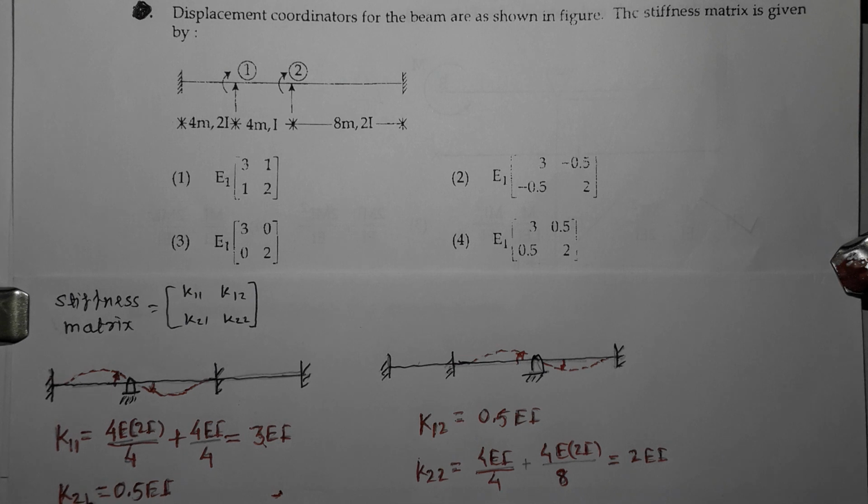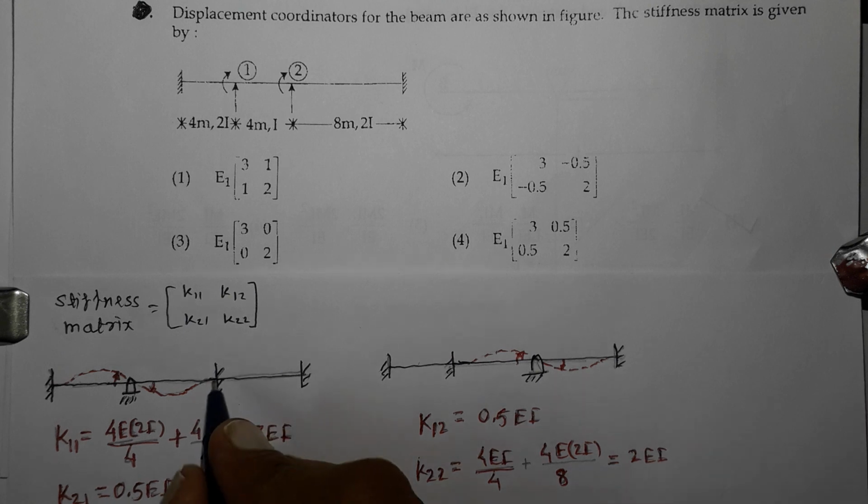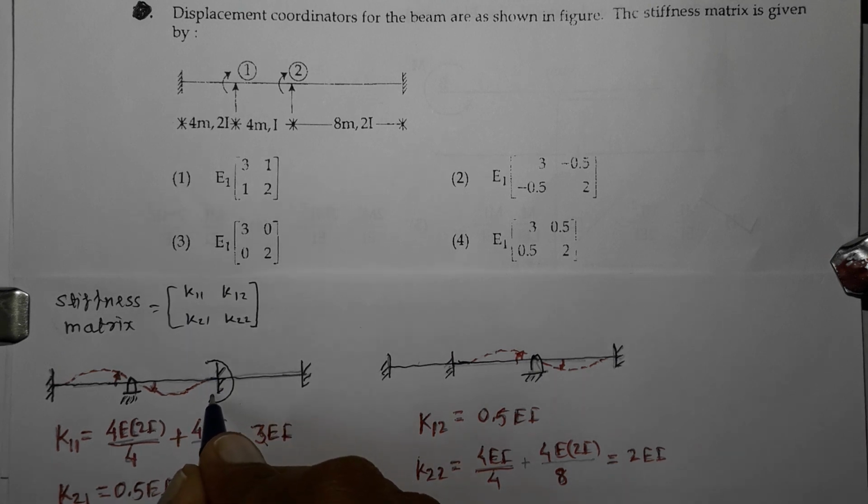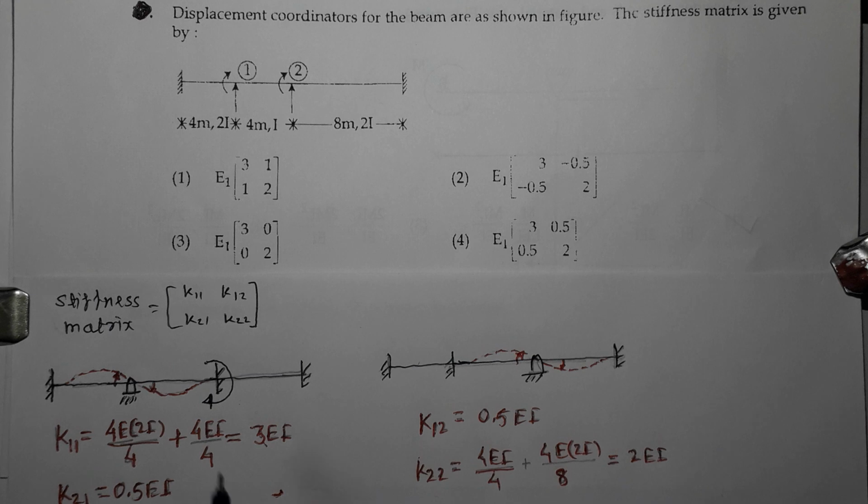Similarly, K21 is the force produced at coordinate number 2 due to a unit displacement at coordinate number 1. So there will be some moment developed at this position, and this moment will be half the moment produced for this span in between 1 and 2. So half the moment means this moment. Now this moment is 4 by 4, that is EI. Half the moment will be carried over, and that is why it will be 0.5 EI.